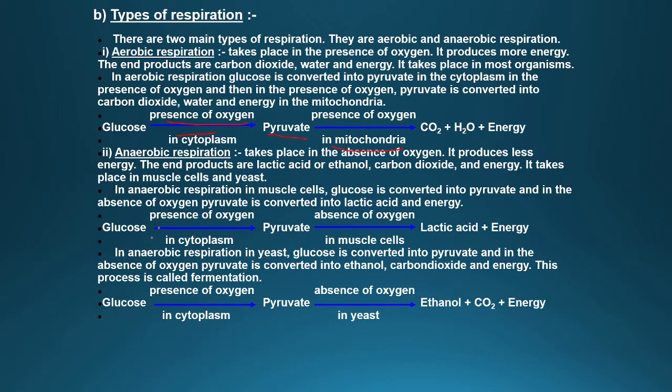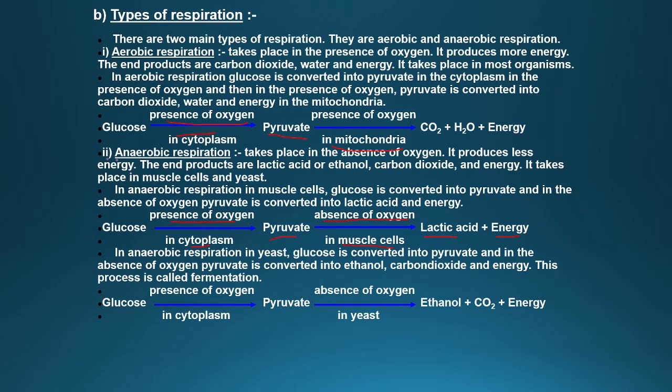For anaerobic respiration, there are two kinds. The first one is glucose in the presence of oxygen in the cytoplasm converted into pyruvate, but in the absence of oxygen, in the muscle cells, not the mitochondria, it gives out lactic acid and energy. This is one of the famous examples: when you run a lot, there is a lack of oxygen in your body because your breathing reduces, and at that point in your muscle cells lactic acid is produced, and energy.